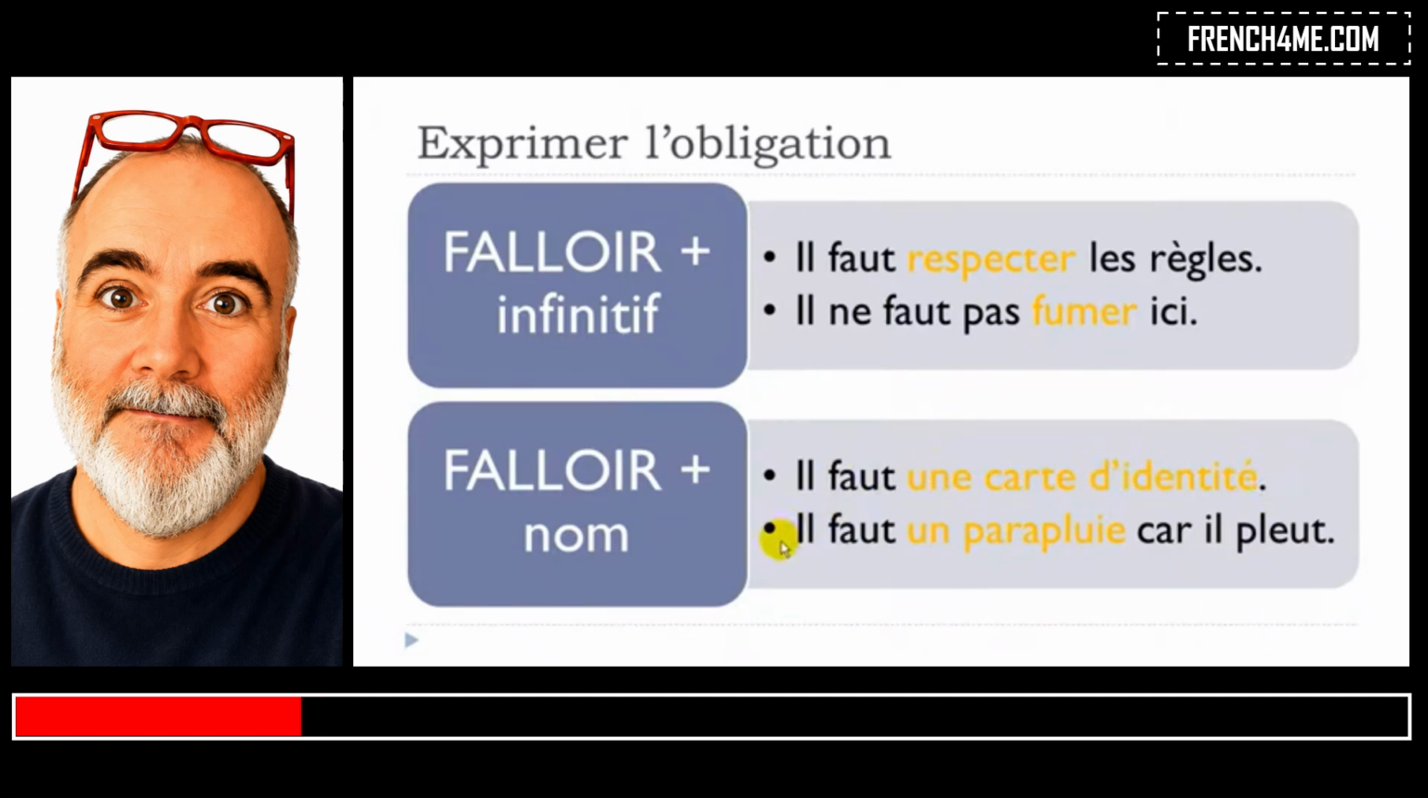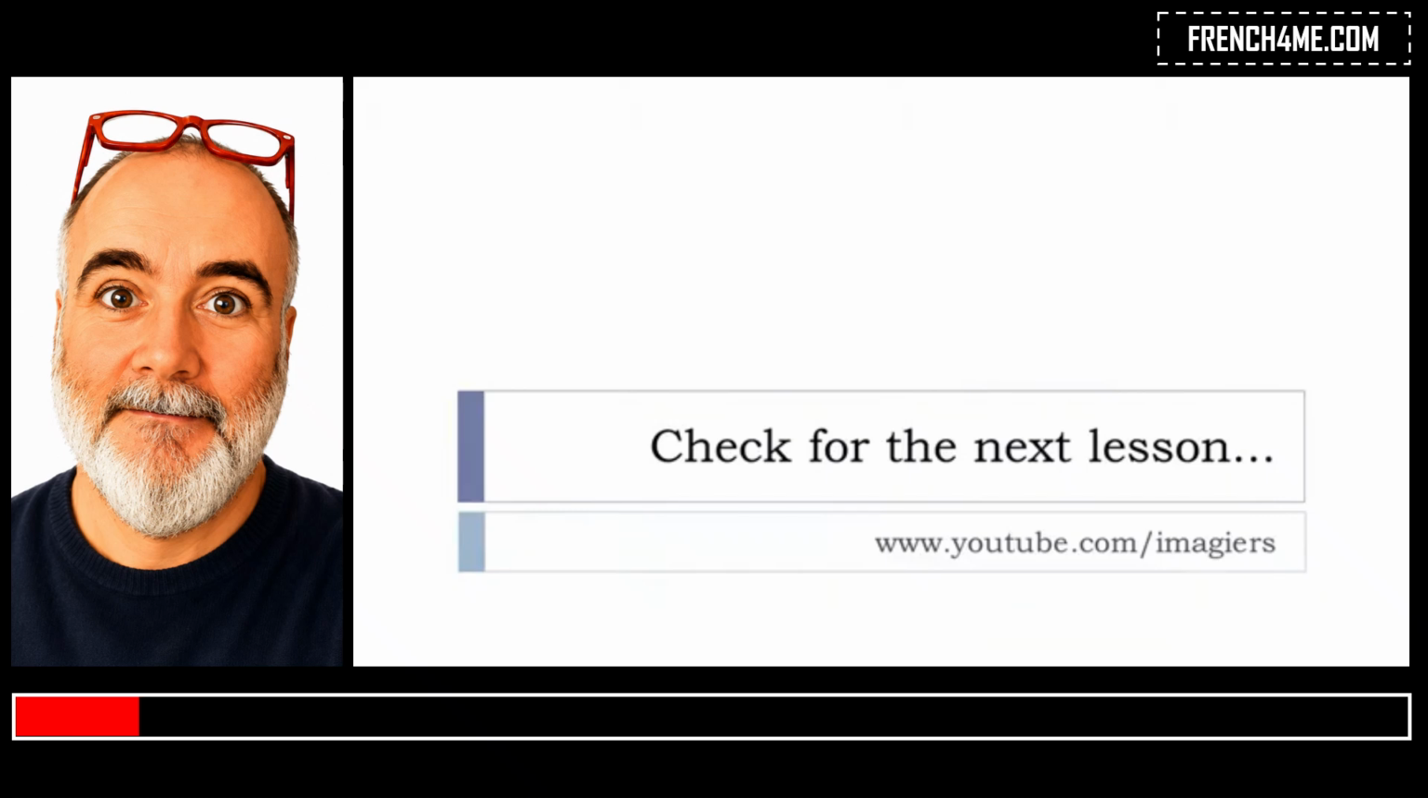Second example here, il faut un parapluie, umbrella, un parapluie, car, because, il pleut. It's raining. It rains. Il faut un parapluie, car il pleut. All right? So, it was short and I hope clear. It was Unité 4, leçon G.